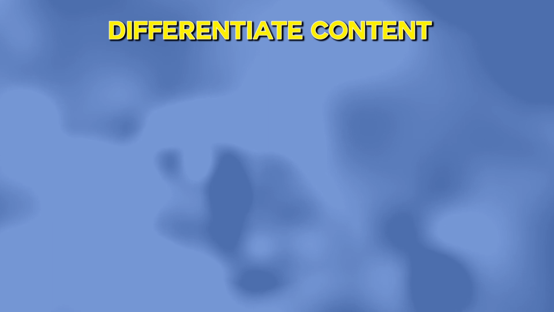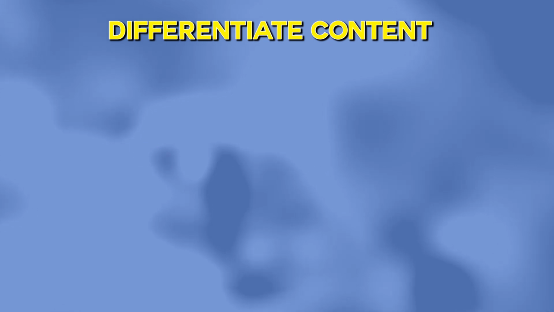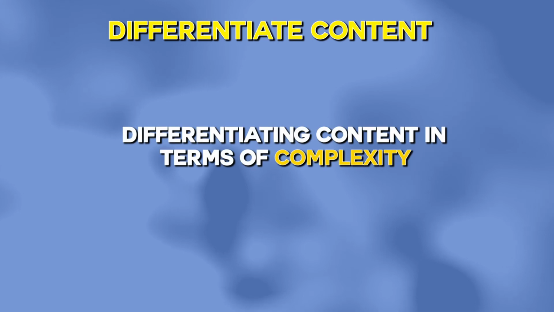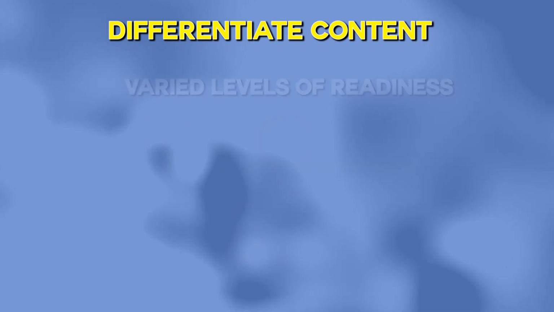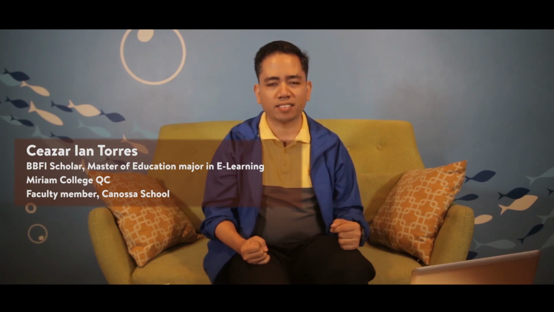So again, in summary, for differentiating content, there are three strategies. We differentiate content for varied reading levels, we differentiate content in terms of complexity, and we differentiate content for varied levels of readiness. In the next part, we are going to examine ways to differentiate, this time in differentiating process.